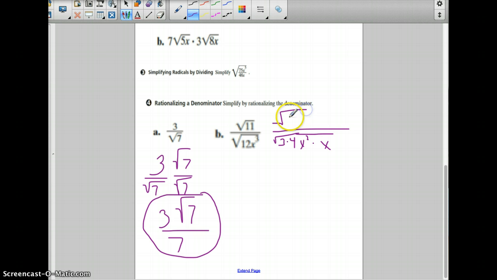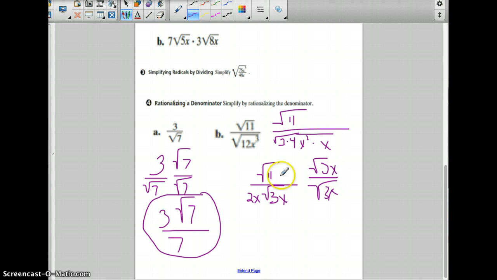So when I start to simplify everything out, I end up getting the square root of 11 in my numerator still, and then I have 2x times the square root of 3x, which is left inside the radical. Our 3 and our x are both prime, so they cannot come outside the radical. So now I have to rationalize my denominator, and again, I'm going to multiply by whatever my radical is in the denominator. So I'm going to multiply it by the root of 3x over root 3x.